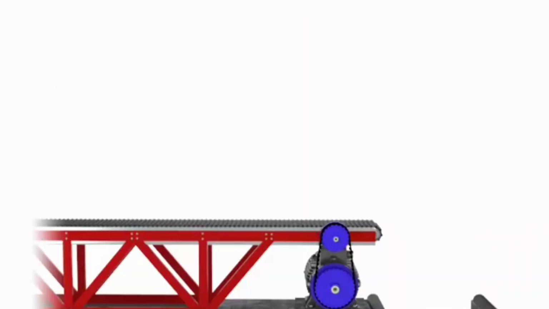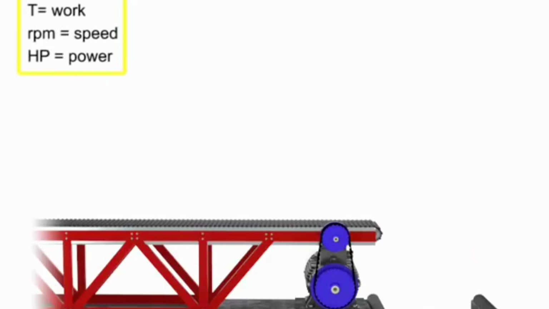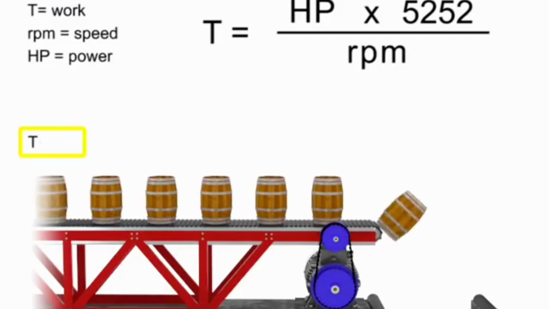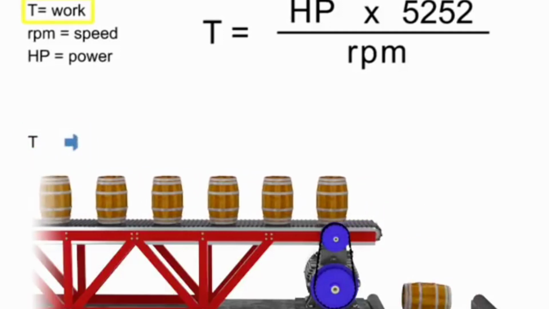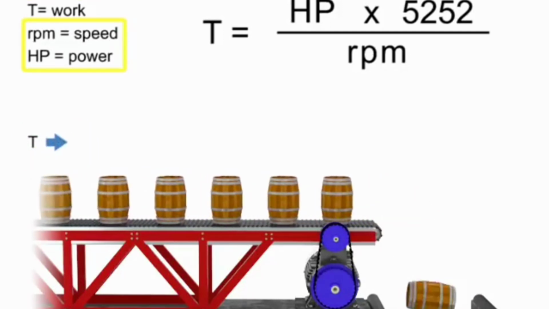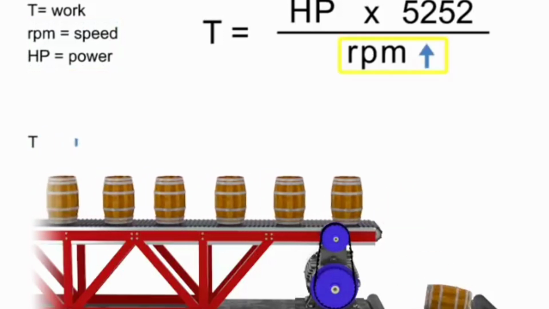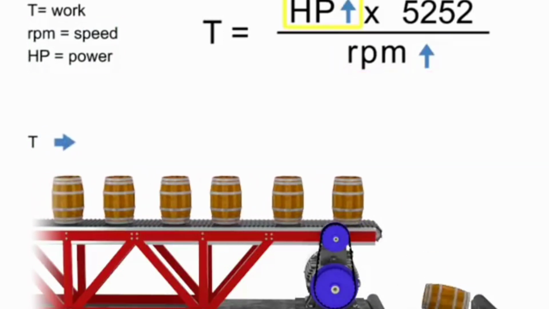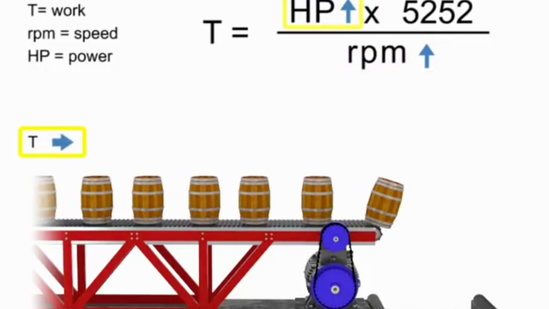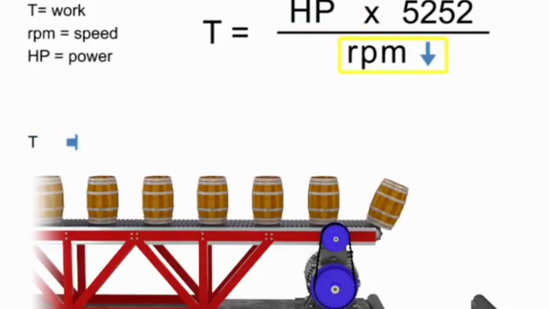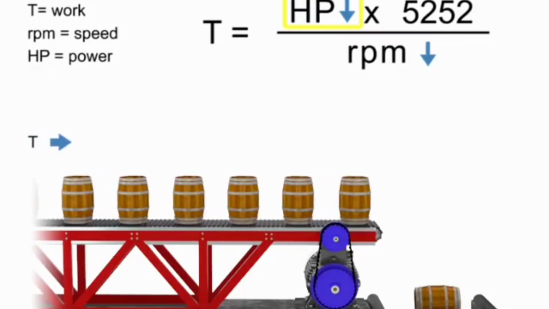You can manipulate the connection among speed, torque, and horsepower by understanding how they are related. The work accomplished here, the torque, is represented by the weight moving along the conveyor. If torque remains constant, speed and horsepower are proportional. As the speed, or RPM, increases, horsepower increases to maintain constant torque. If speed decreases, horsepower decreases to maintain constant torque.